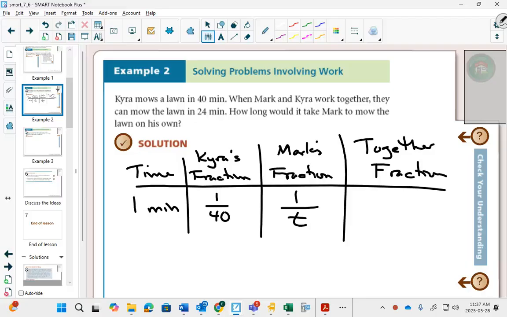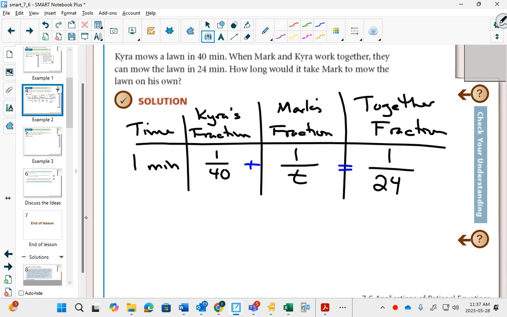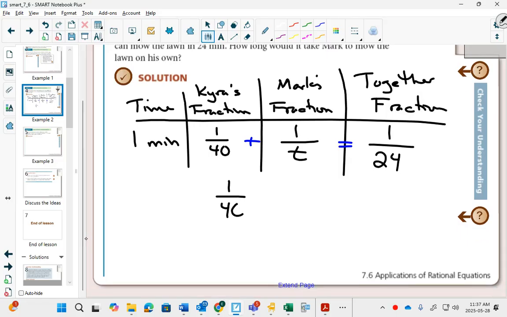Okay, and the together fraction. Well, they can do it in 24 minutes together. That means in 1 minute they will get 1/24th done. And again, if you set up this table, it'll always be that their separate parts have to equal what they can do together. And we get 1/40 plus 1/t equals 1/24.